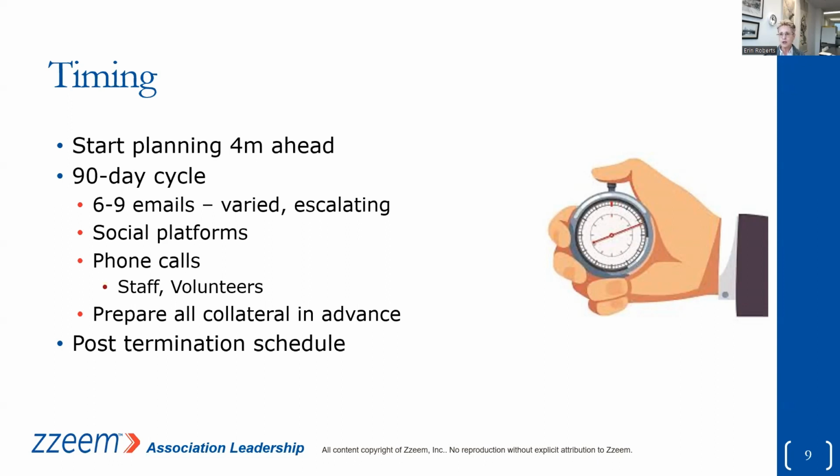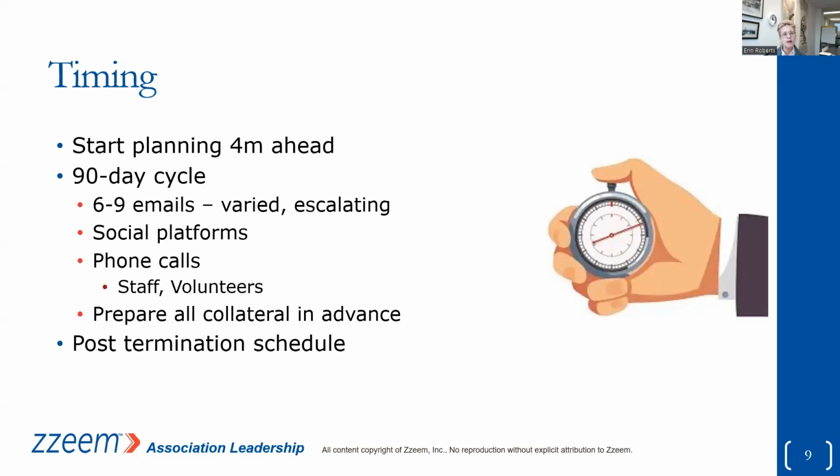Now, make sure it's not the same darn email each time. That's just boring for people. And if they ignored the first one, they're definitely going to ignore the second, third, fourth, fifth, and sixth if it looks exactly the same. So make sure that each one is slightly different and it's escalating. So gosh, we're getting awfully close to the expiry date. I hope you're going to continue to join us and you're going to take advantage of all these great things that are coming up.